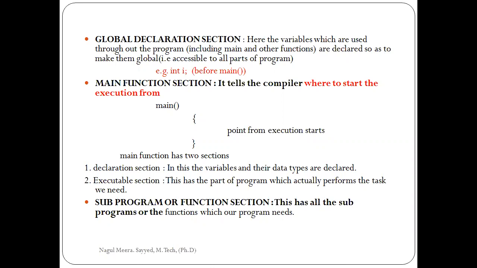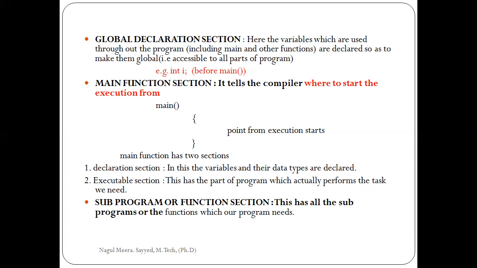Main function is used to tell the compiler where to start the execution from. Every C program consists of main function, only one main function. Main function consists of two subsections. First one is a declaration section, next one is executable section. Declaration section is used to declare the variables. These variables are called local variables.